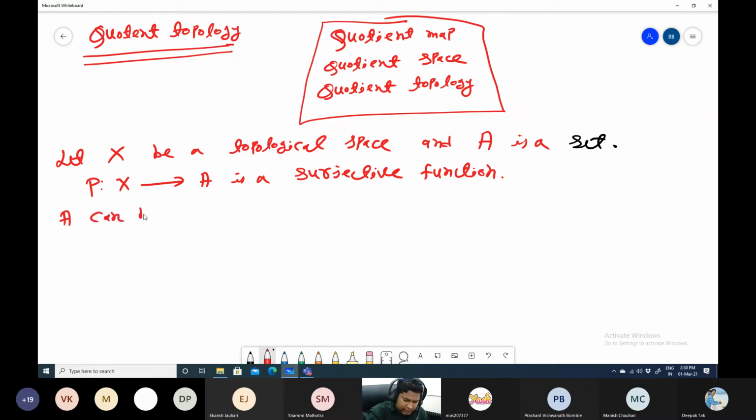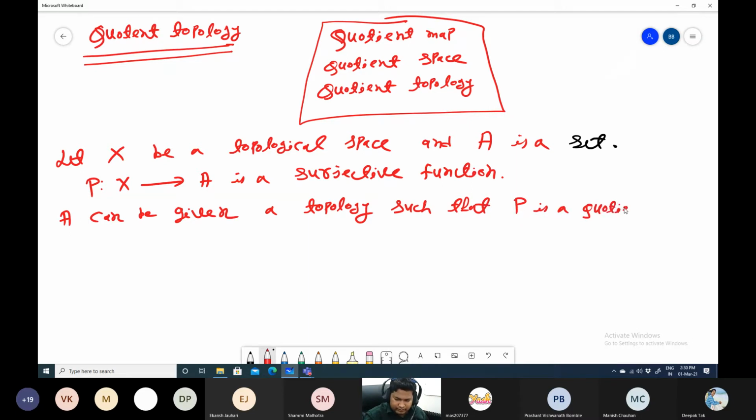Now A can be given a topology such that P is a quotient map. Better to say there is a unique topology such that P is a quotient map. How? Now how to define the open sets of A?